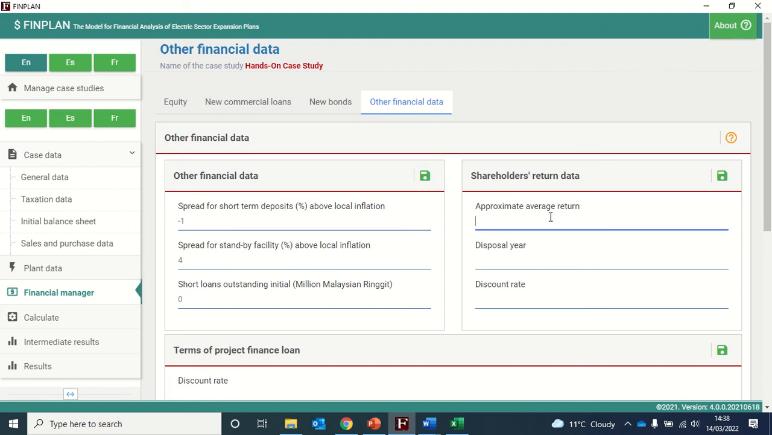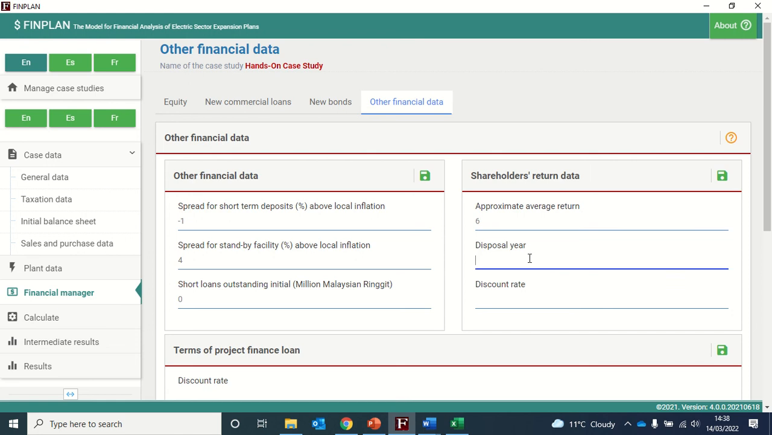The next box that we will look at is shareholders return data. The data here is exclusively used for calculating the internal rate of return and the net present value for the shareholders' equity. To calculate the IRR, we will have to put in an arbitrary number, and for this example, we will put down 6% for your approximate average return.